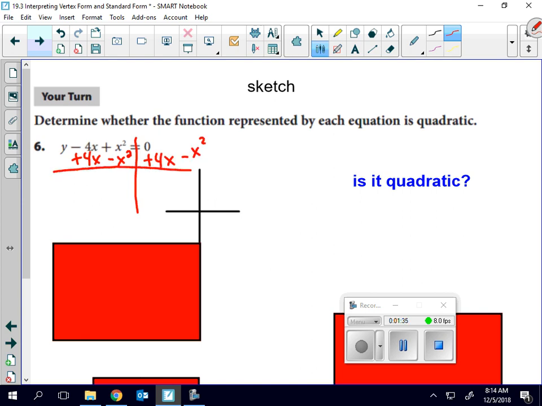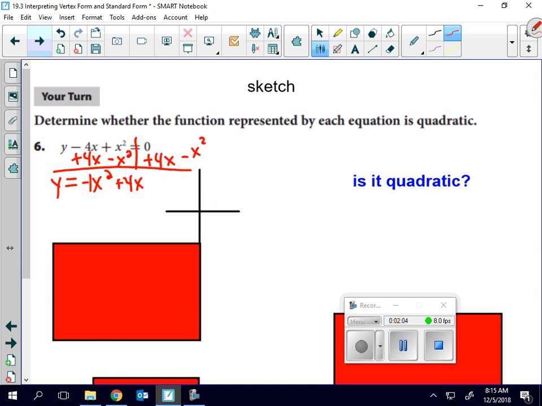When I do that, I'm not going to worry about this right here because I'm going to change it. I'm going to have y equals, and I'm going to write the x squared term first: negative x squared plus 4x. We have no constant, so that's it. No c term this time, right? We have an a, which is -1, b is 4, and c is 0.